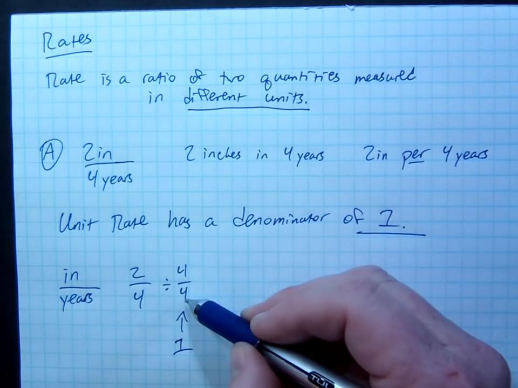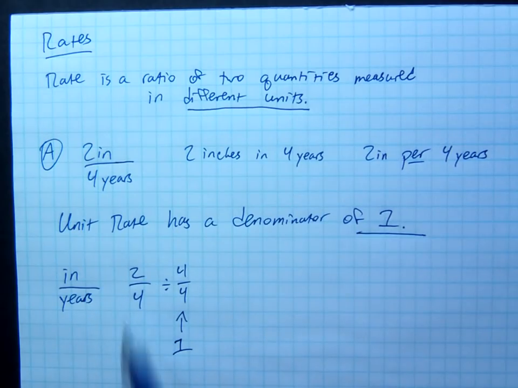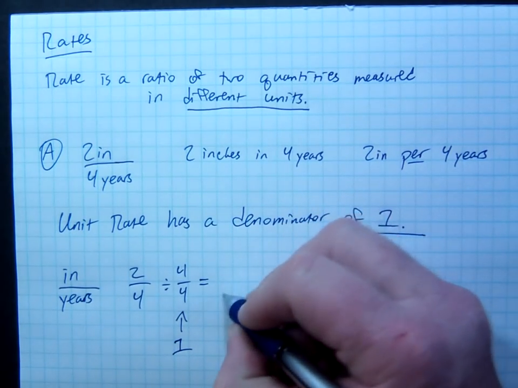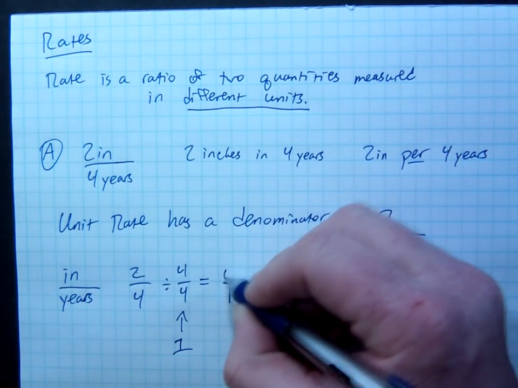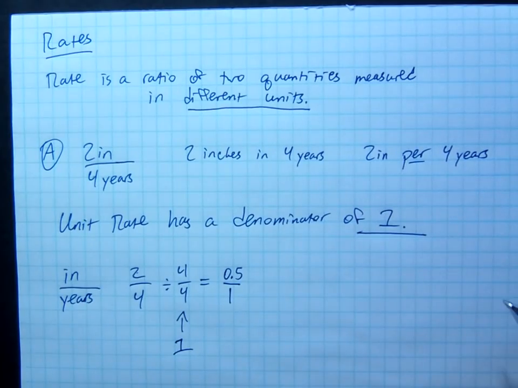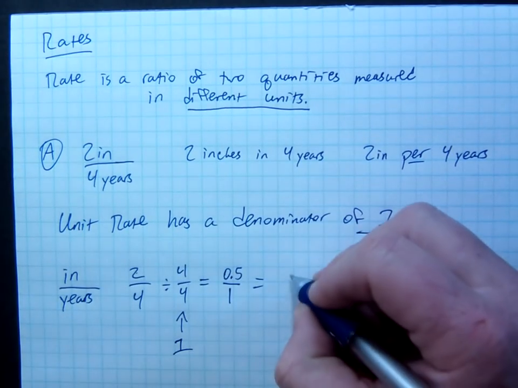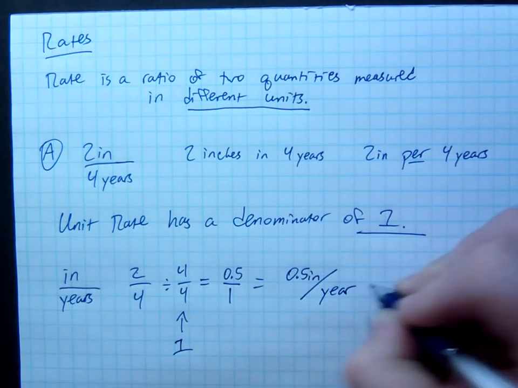4 divided by 4 is 1. So I haven't changed the value of my ratio here, but what I have done is rewritten it so that the denominator is only 1 year. 2 divided by 4 is a half, or 0.5. So I would say that the unit rate of my growth here is 1/2 inch per year.